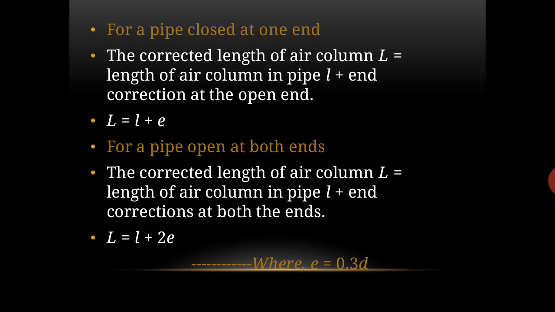Now what will happen when the pipe is open at both ends? The corrected length of the air column L is equal to the length of air column in the pipe plus the end correction at both ends, which is 2E, where E is equal to 0.3 D. Now this is the end correction for a pipe closed at one end and for a pipe open at both ends.